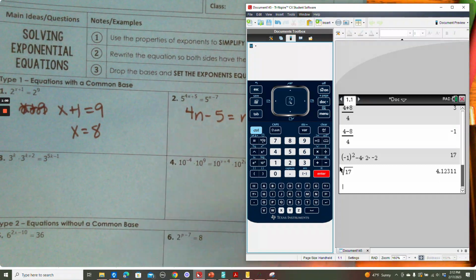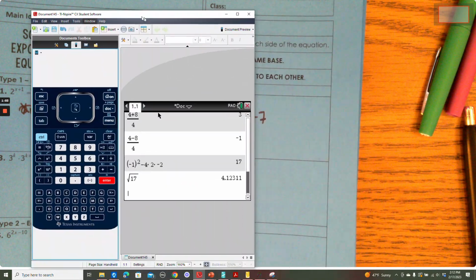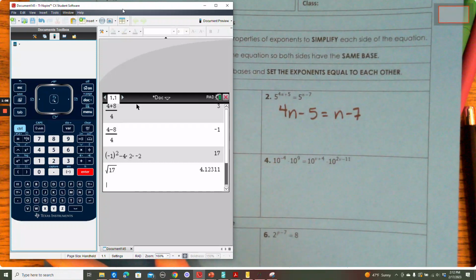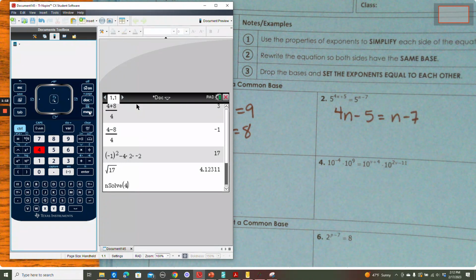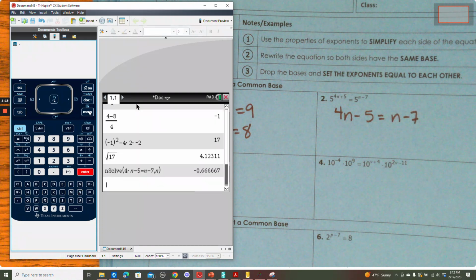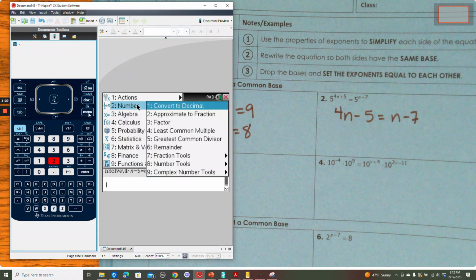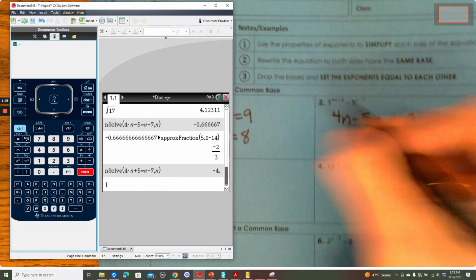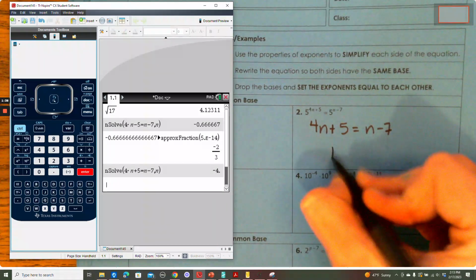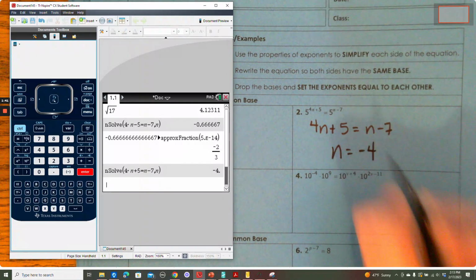Remember to solve equations, let me move this where y'all can see. You can do menu 3-1 to solve basic equations. You can use an n on this side. 4n minus 5 equals n minus 7, comma n, remember whatever letter, and it'll solve it. Menu 2-2 will change it to a fraction, but we typed something in wrong. Oh, it should be a 5. Hang on, this should be a plus, not a minus. I apologize, that's a plus sign. And so here n equals a negative 4.